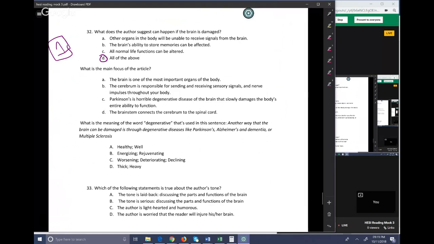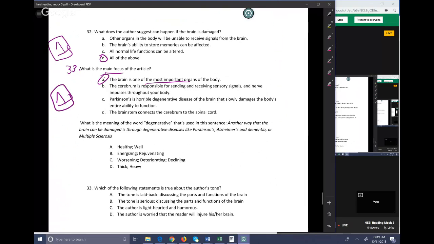What is the main focus of the article? This should say that it's question 33. I don't know why it doesn't. Again, this is from reading 1 because it's the main focus or the main idea, and that's going to be A. It always depends on the choices, because the brain being one of the most important is actually not the greatest way to explain what this article was about.